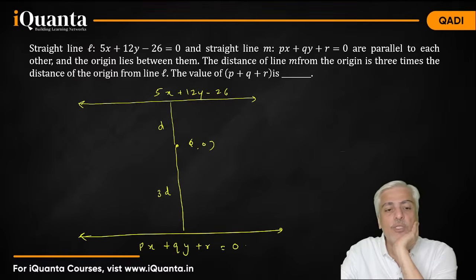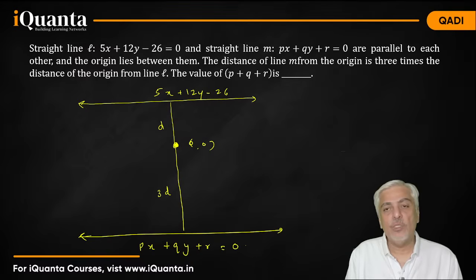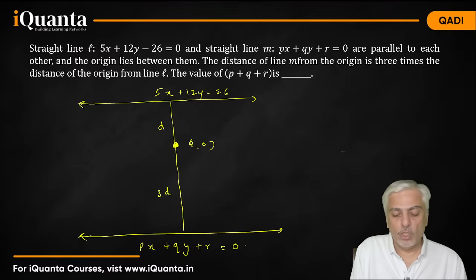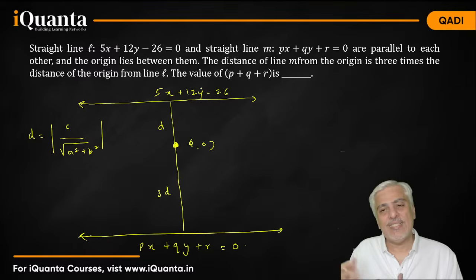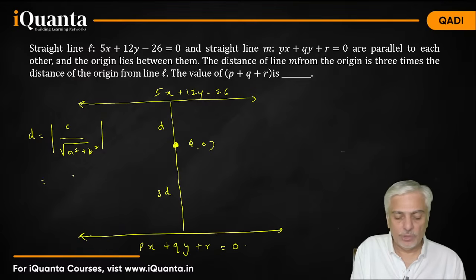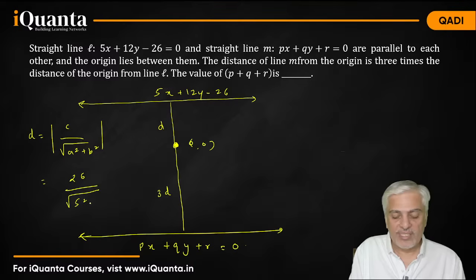This is more to check whether you remember your properties or not. What is the distance of a line from the origin? It will be d equals mod of c upon root of a square plus b square. So c is minus 26, or 26 will not matter because of the mod. So 26 upon root of 5 square plus 12 square. Root of 5 square plus 12 square is 13. So this answer is 2. So this d is 2. So therefore 3d will become 6.